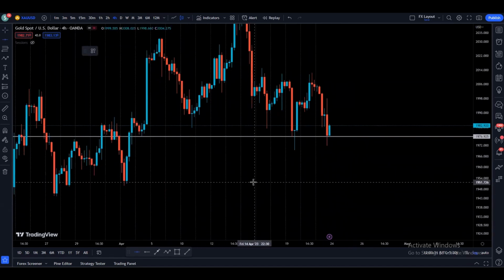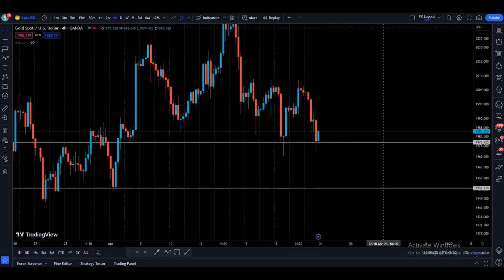below this support, the next support is right here. So if we get a 4-hour candle close below this support area, then it becomes a pretty high probability for the next candle to come down to the next support area, which is right here, right?